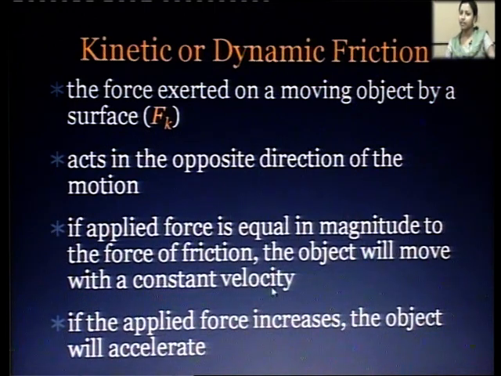This is clearly the example of a car. If we ride a car or bike, if the applied force is the same as the force of friction, then the object moves with the same velocity. But if the applied force increases, then the object will accelerate, or if the applied force decreases, then the object will decelerate.